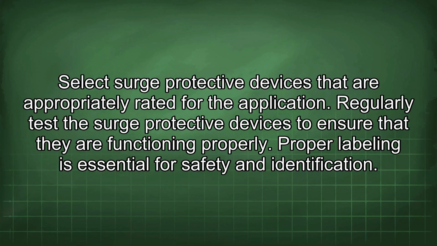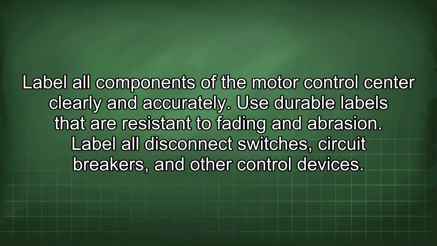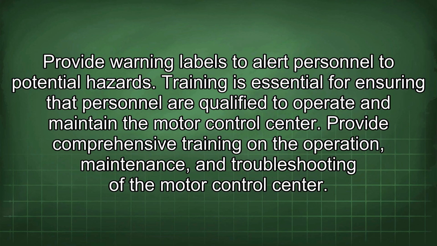Proper labeling is essential for safety and identification. Label all components of the motor control center clearly and accurately. Use durable labels that are resistant to fading and abrasion. Label all disconnect switches, circuit breakers, and other control devices. Provide warning labels to alert personnel to potential hazards.